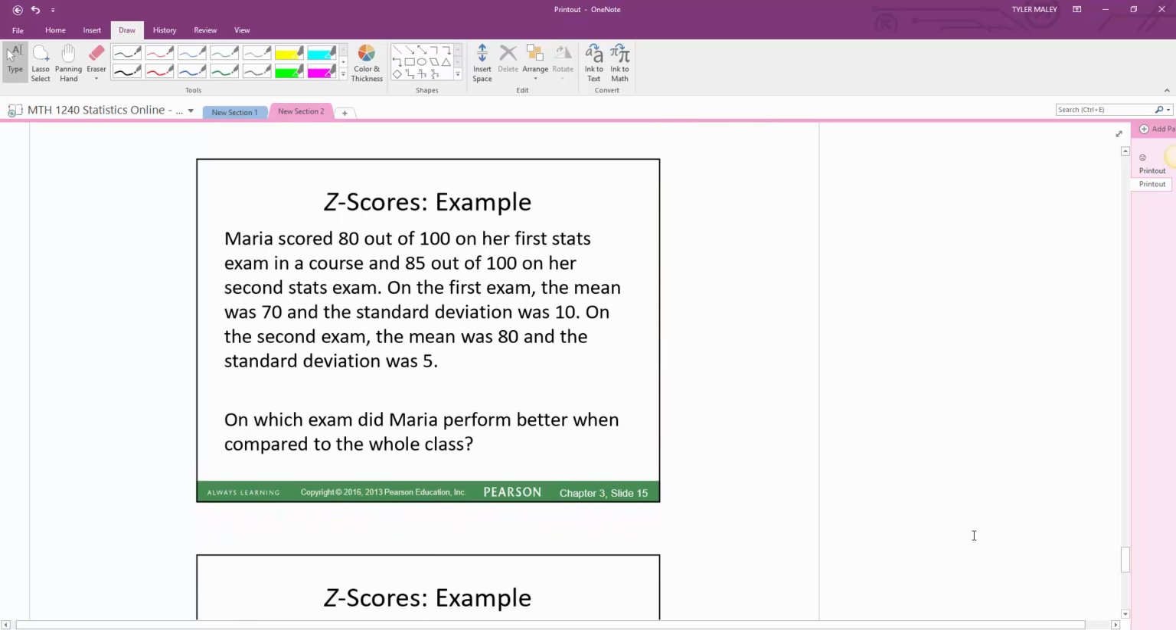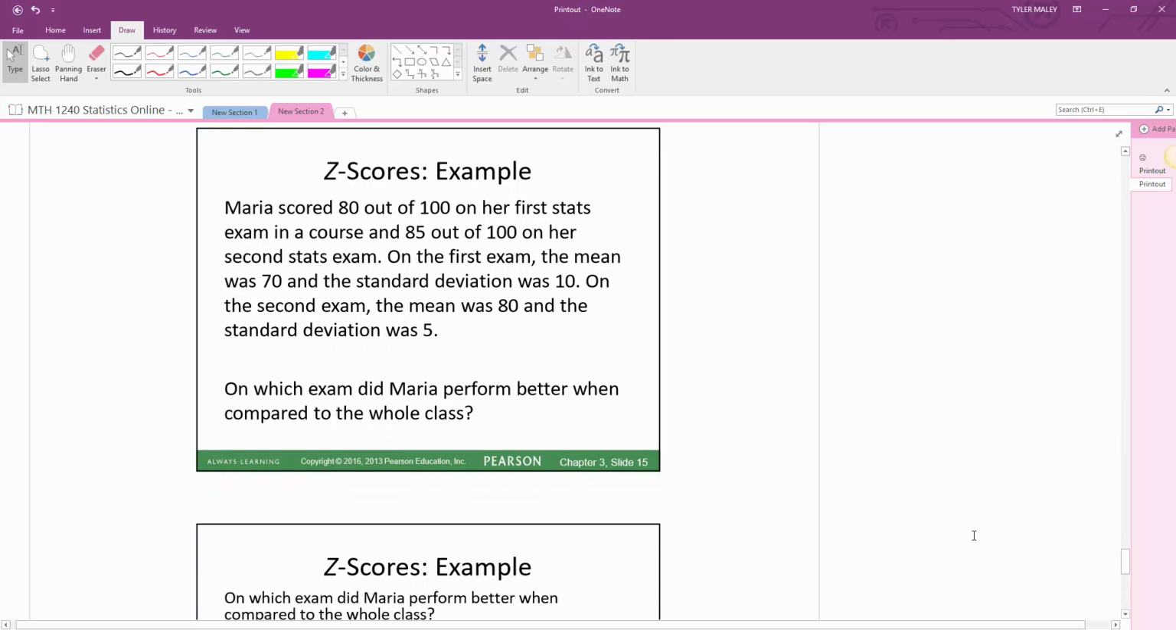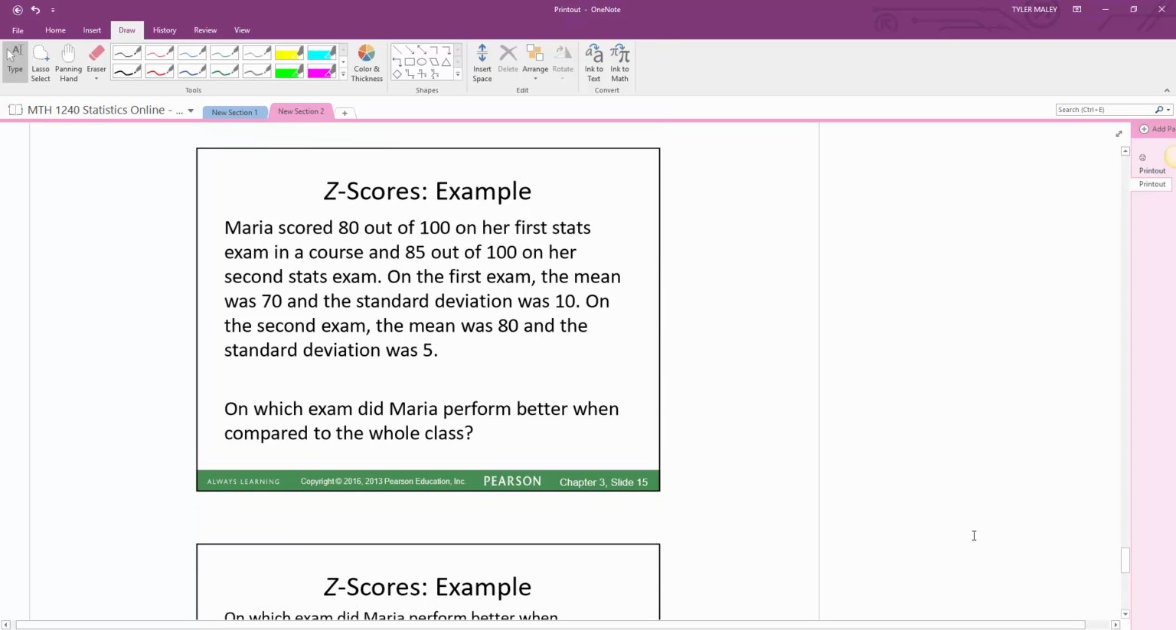Right? So I have another example for z-scores. It says Marie scored 80 out of 100 on her first stats exam in a course and 85 out of 100 on her second stats exam. On the first exam, the mean was 70 and the standard deviation was 10. On the second exam, the mean was 80 and the standard deviation was 5. On which exam did Marie perform better when compared to the whole class?